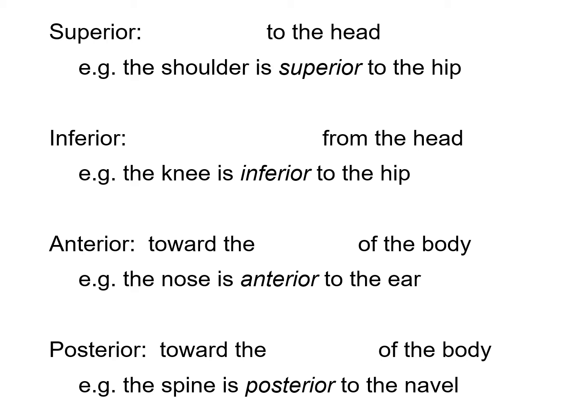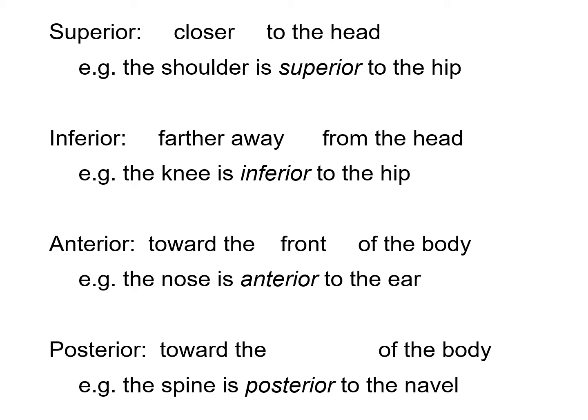We generally say something is superior if it is closer to the head than another object or segment of the body. So the shoulder is superior to the hip. The opposite of that is inferior. Something is inferior if it's farther away from the head. So we can say the knee is inferior to the hip.